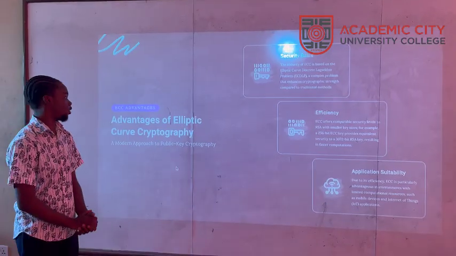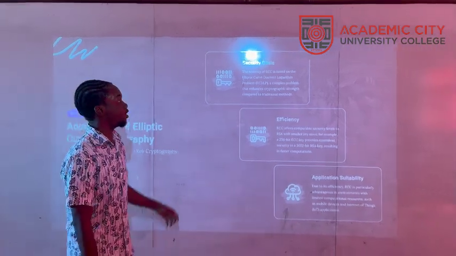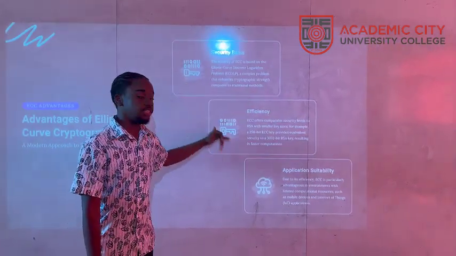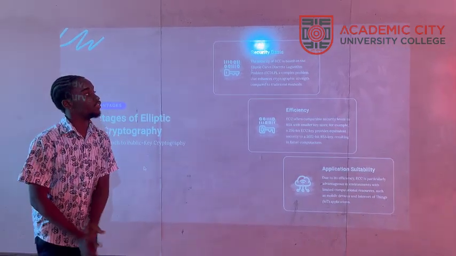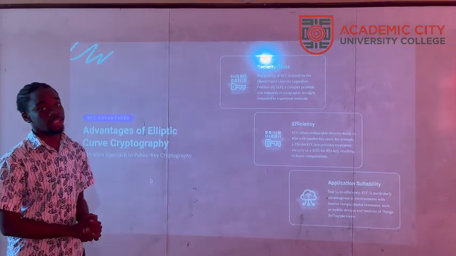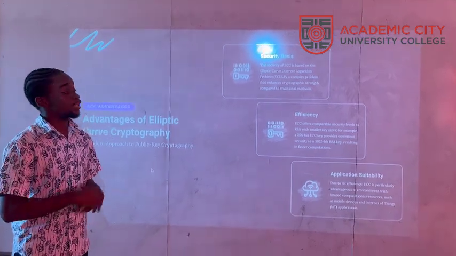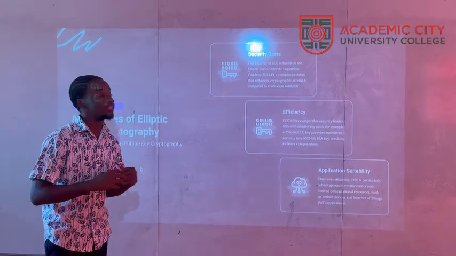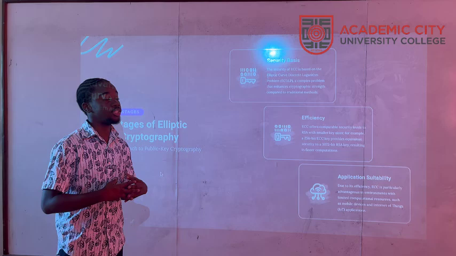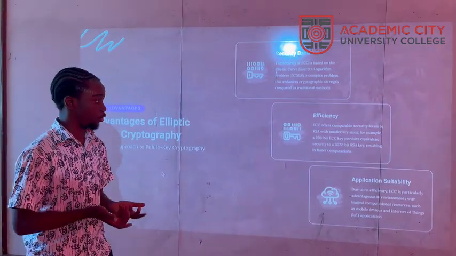Okay guys, I'm Jerome and I will be talking about the advantages of elliptic curve cryptography. Some of the advantages are security, efficiency, and application suitability. When it comes to security, the security of ECC is based on the elliptic curve discrete logarithm problem, a complex problem that enhances cryptographic strength compared to other methods. It is more secure and harder to break, so therefore the information is more secure.